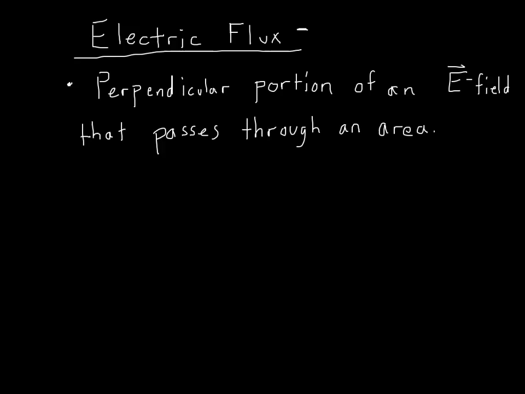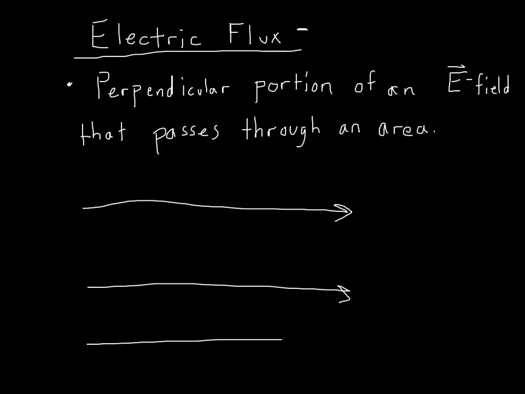The electric flux has a specific definition, and it's the perpendicular portion of an electric field that passes through some area. What does that look like? If we draw an electric field that goes parallel to the horizontal direction. So here's my electric field, and I'm going to put maybe a sheet of paper, a metal sheet inside of this electric field. I'm going to put it in at some angle. Now the size of this sheet, it's in 3 dimensions, so it has some surface area, some area that the electric field is passing through, so that's going to be A.